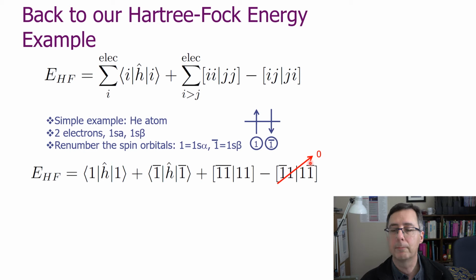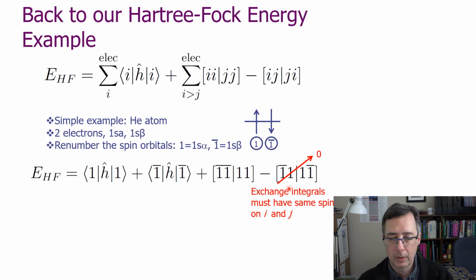How about this one? Do indices 1 and 2 have the same spin? Yeah, they're both beta, so that survives. How about 3 and 4? They're both alpha, so that survives. Or if you like, the ones on the left are the same, the ones on the right are the same, it survives. But here they weren't. So that guy just goes away and you don't worry about it.